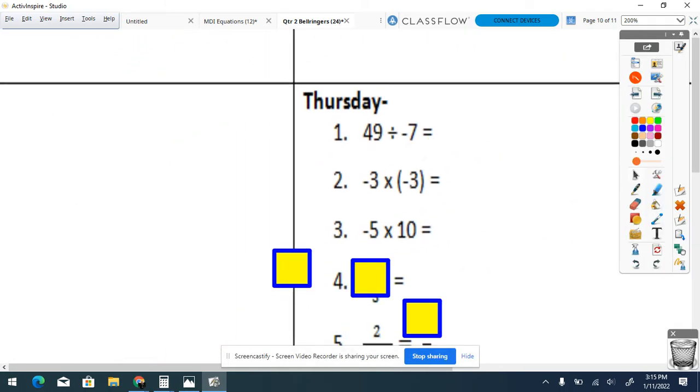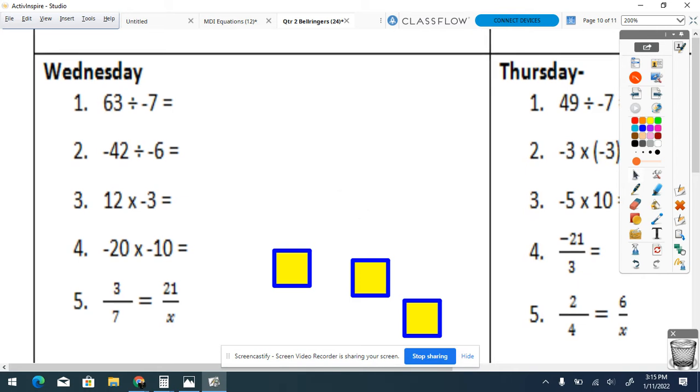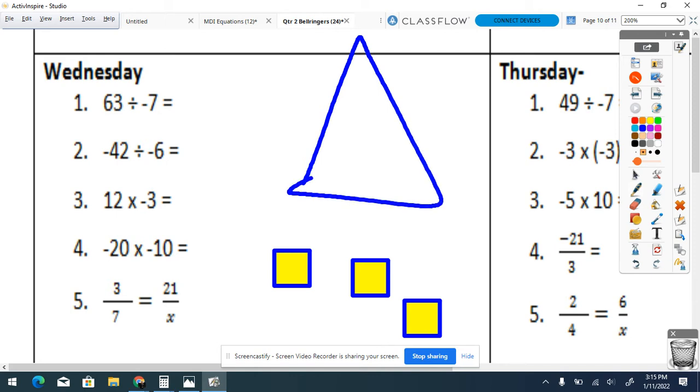And again, we are doing 2 today because it's a short week. So we're going to look at Wednesday. So negative, negative, positive. All right, go ahead, pause the video, take a few minutes, and solve Wednesday.